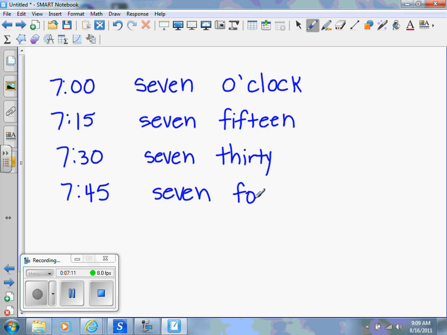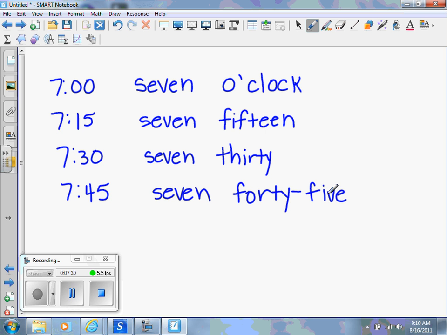F-O. No, you do not put the U. Remember, it's the tricky one. Crazy English language. F-O-R-T-Y. But I need another word. 5. And since it's a 2-word number there, I have to connect it with a what? A hyphen. 40-5. So that's what 7:45 looks like. Okay? And we'll wait. There we go.